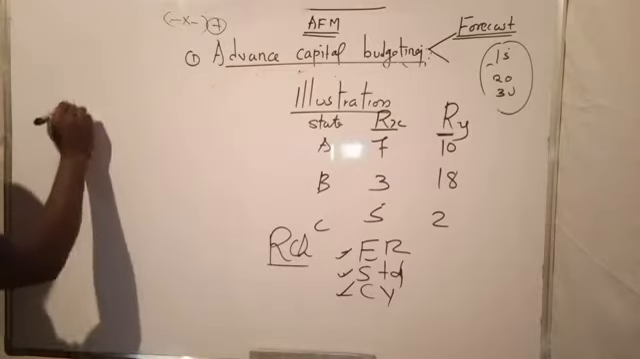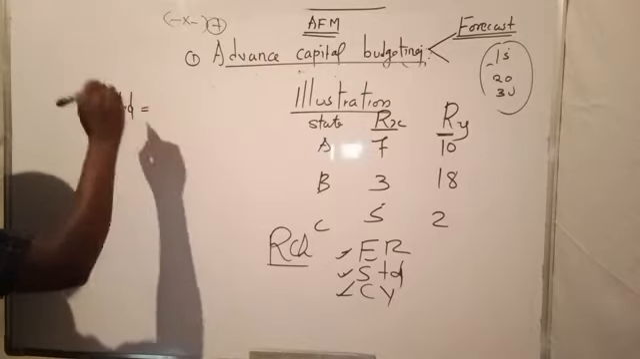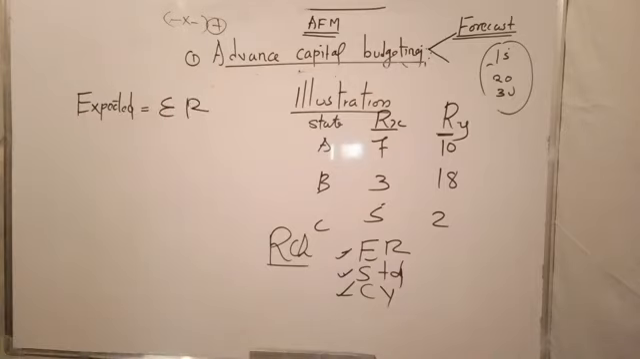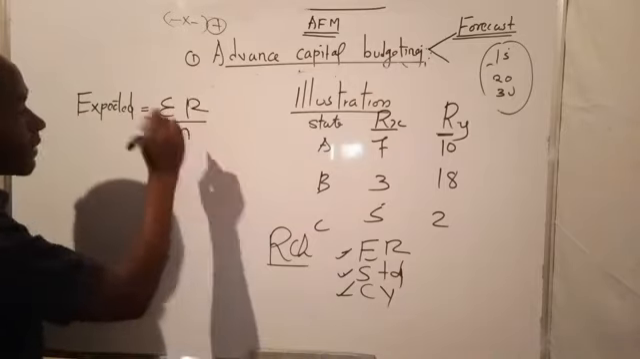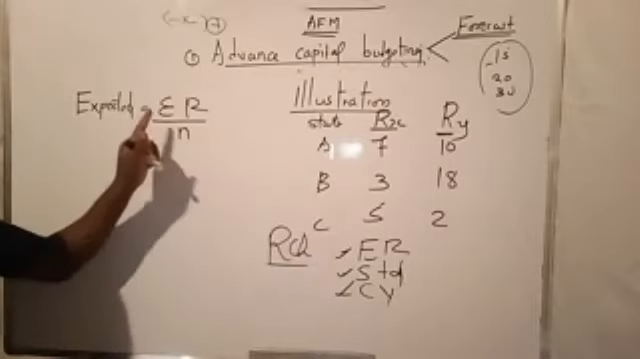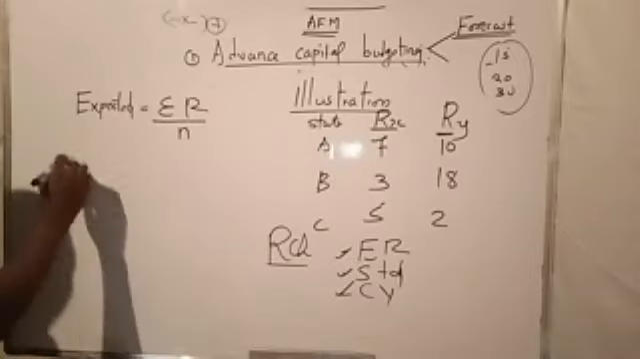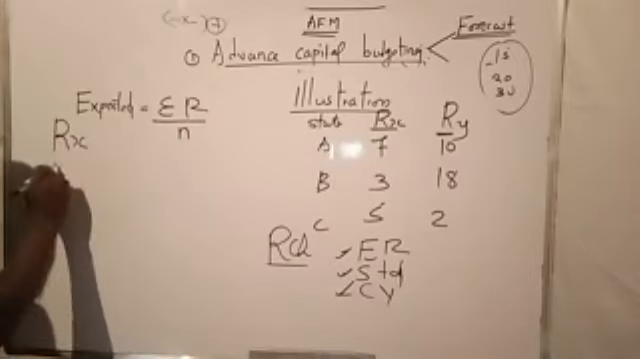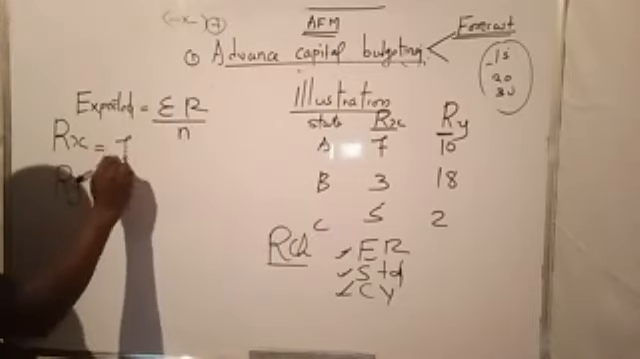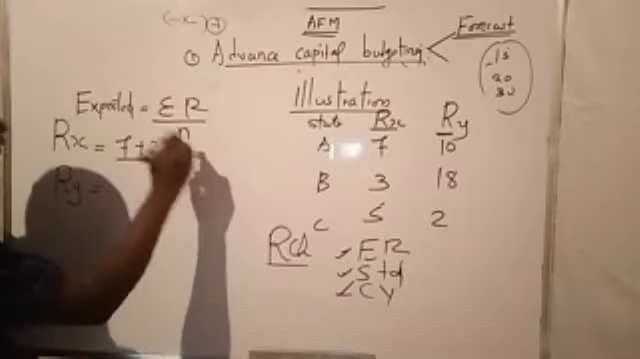So now, that expected return. You take the summation of the return, you divide by n. That is the number of states of nature. Like here we have 1, 2, 3. So I will take the summation of the return, then divide by n, and I will get the return of X and the return of Y. So I add the returns: 7 plus 3 plus 5, and divide by 3 to give me the expected return.